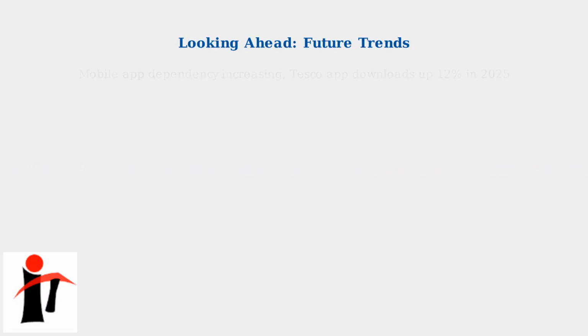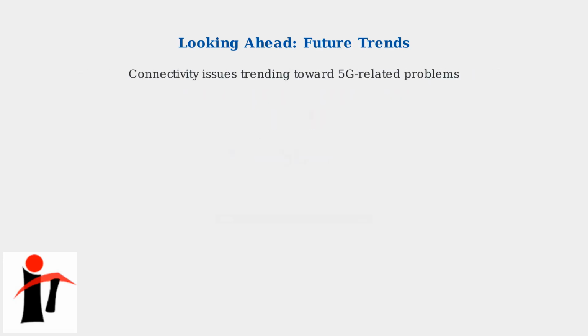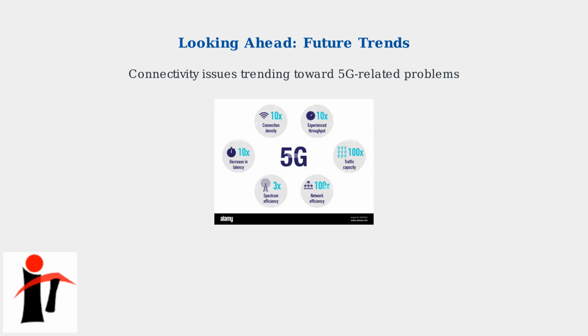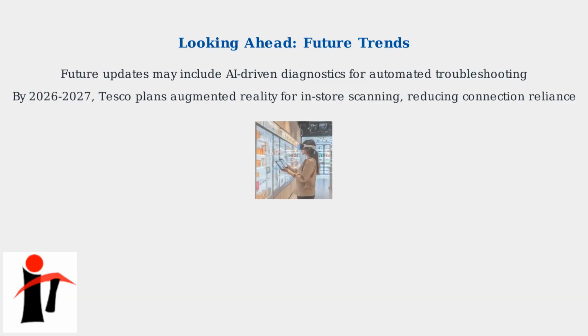Looking ahead, the trend of mobile app dependency is increasing, with Tesco app downloads up 12% in 2025. Connectivity issues are trending toward 5G-related problems. Future Tesco app updates may include AI-driven diagnostics for automated troubleshooting, aiming to reduce issue resolution time.